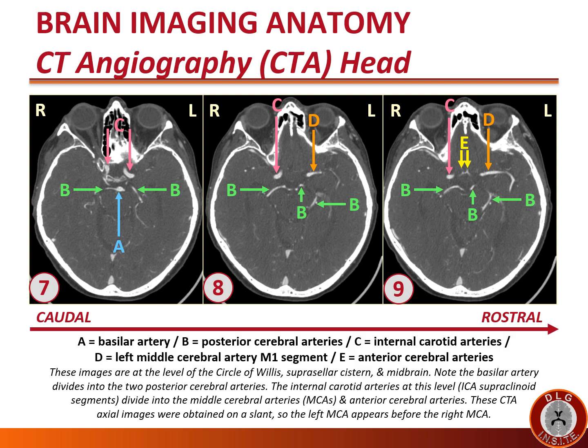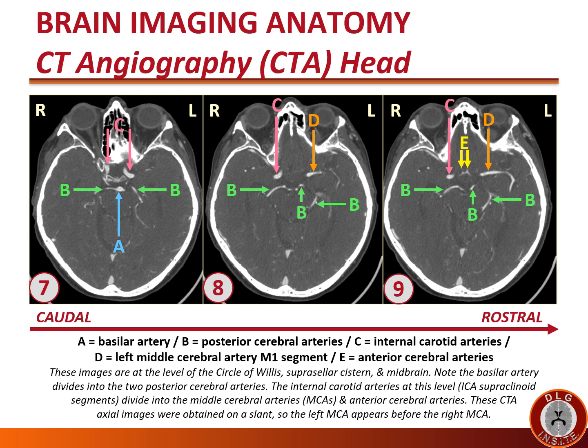In these images, A refers to the basilar artery, B, the posterior cerebral arteries, C, the internal carotid arteries, D, the left middle cerebral artery M1 segment, and E, the anterior cerebral arteries. These images are at the level of the circle of Willis, suprasellar cistern, and midbrain.